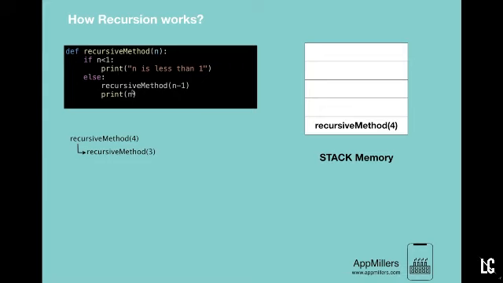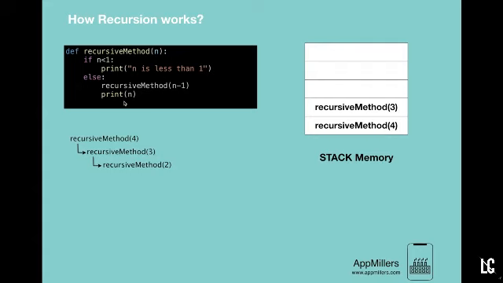So recursive method with parameter 4 will be stored in stack memory to come back for executing the print statement after this over here. So when running the function with parameter 3, the system once again checks whether 3 is less than 1. We see that 3 is greater than 1, so this means that else statement will be executed, which is calling the recursive method with parameter 2. So the recursive method with parameter 3 will be stored in stack to come back for executing the print statement after this.